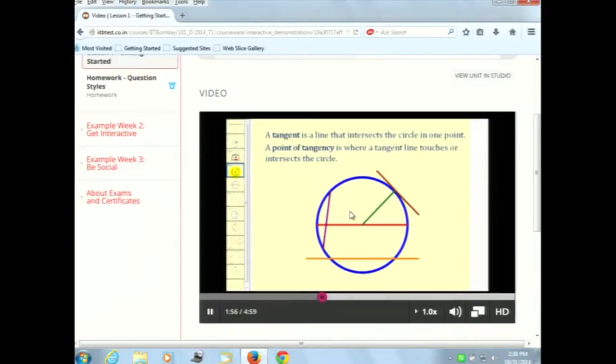Now there are two more things I want to define. The next is a tangent line. A tangent line is a line that intersects the circle in one point. Remember, a secant line intersects the circle in two points, but a tangent line intersects the circle in one point. Looking at this brown line here, notice how it only intersects the circle at this point, therefore this brown line is a tangent line. And the point of tangency is where the tangent line touches the circle. So this black point right here is the point of tangency.